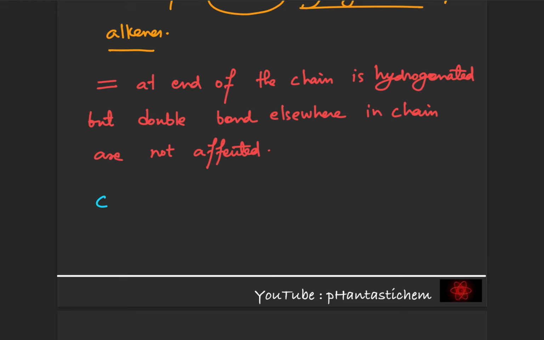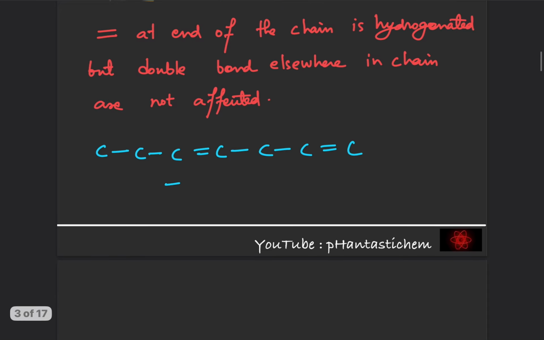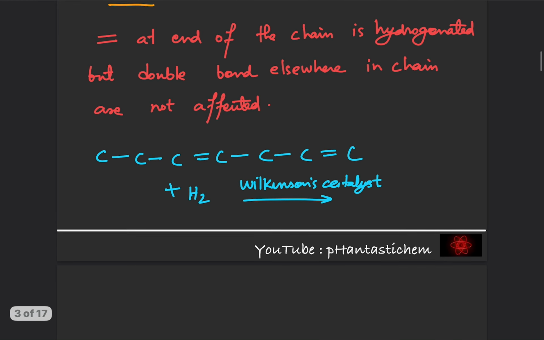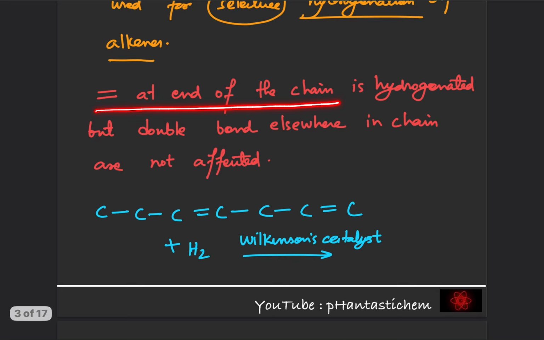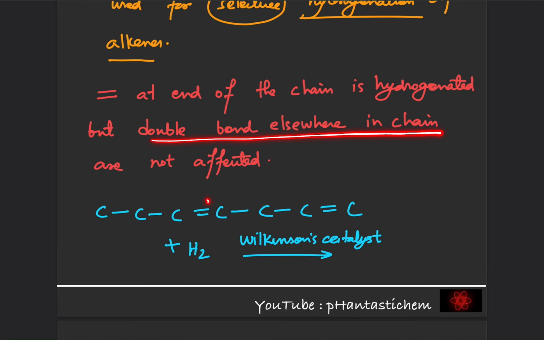For example, let's say we have this alkene, C, C, C double bond C, right? So whenever we react this alkene with hydrogen in the presence of Wilkinson's catalyst, what's going to happen, as I have mentioned, double bond at the end of the chain is hydrogenated. So this double bond will become a single bond and hydrogens will be added here. But double bond elsewhere in the chain, for example, this guy, is not affected at all.